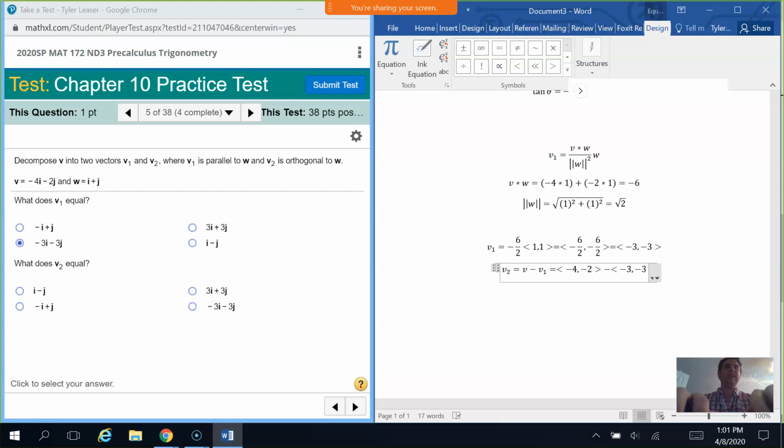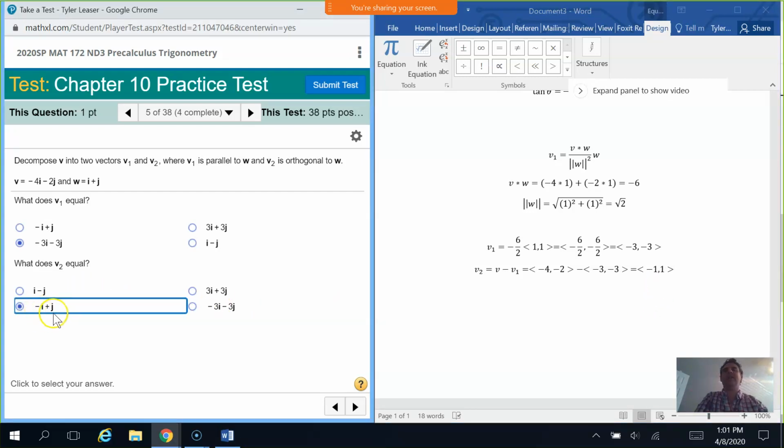Whenever you're subtracting these things, you just want to subtract component by component. So we're going to do negative 4, minus negative 3, which is negative 1, and then negative 2 minus negative 3, which is positive 1. Negative 1, positive 1 is going to be this vector here, negative i plus positive j. All right, cool. So yeah, that took us a while, but it just comes from the formula. So make sure you have this formula handy when you're going to take the test. This is the formula whenever you want to do a projection of one vector onto another for questions like this.